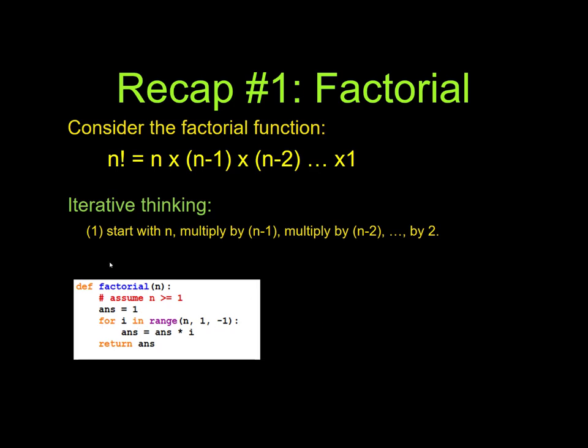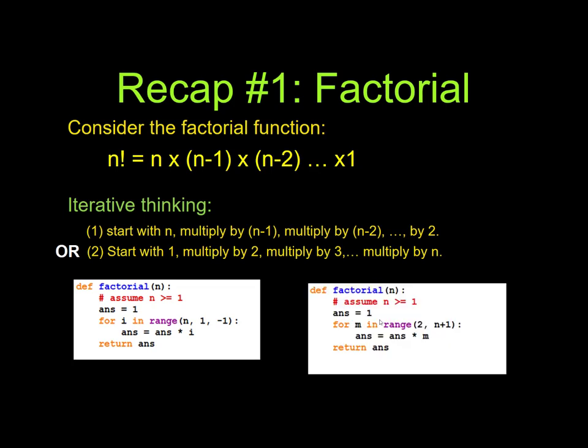As before, we can also do the other iterative thinking by starting from 1, multiplied by 2, multiplied by 3, all the way until n. So here is the answer. Answer equal to 1, for m in range from 2 until n plus 1. And it keeps accumulating the answer and returns the answer.